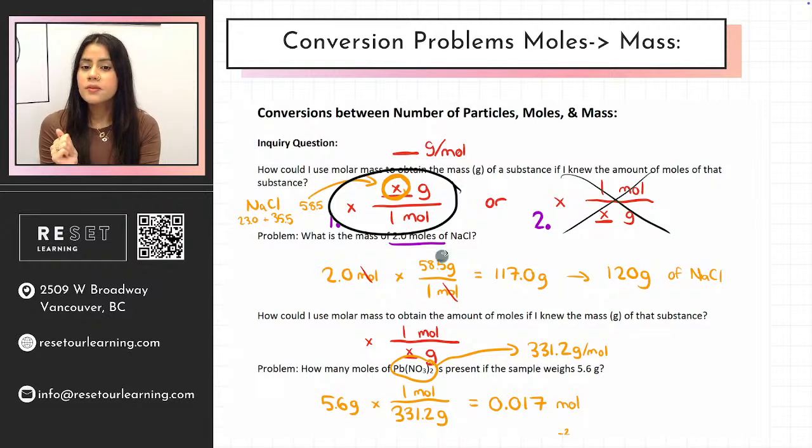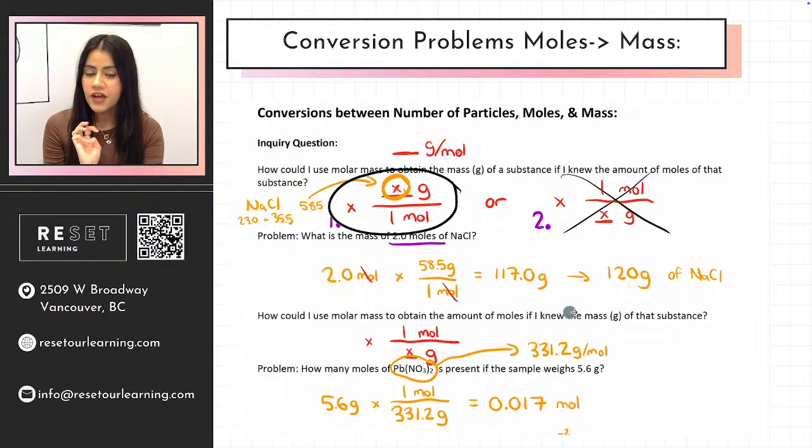Okay, so what is the mass of 2 moles of NaCl? I will write 2 moles on my left. I will have to go to the periodic table and find my molar mass. So sodium and chlorine, when you combine them, you get 58.5 grams per mole. The mole and moles cancel. You'll do 2 times 58.5 and you'll get 117 grams. I have rounded this off because of the sig figs. There are 2 sig figs. I wanted 2 sig figs, so I put 120 grams.